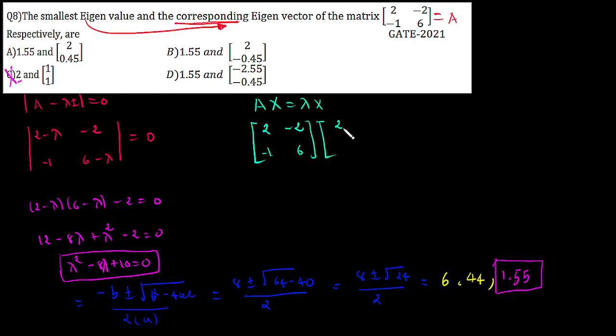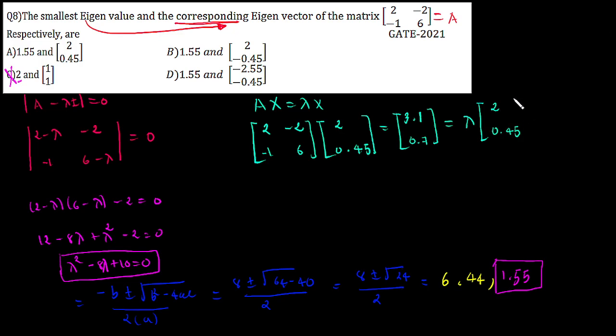Option A has the vector 2 comma 0.45. So let's find the multiplication. Here 2 multiplied by 2 is 4, minus 2 multiplied by 0.45, so the first entry is 3.1. The second entry will be minus 2 plus 6 times 0.45, which gives 0.7. Now we have to represent this as lambda times the initial vector, and the initial vector is 2 comma 0.45.